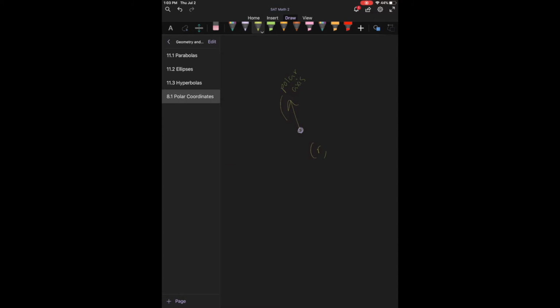And the second component is the angle between the polar axis and segment OP. So it's like a circle. And so this theta here is going to be the second component of our polar coordinate system. Okay? Cool.